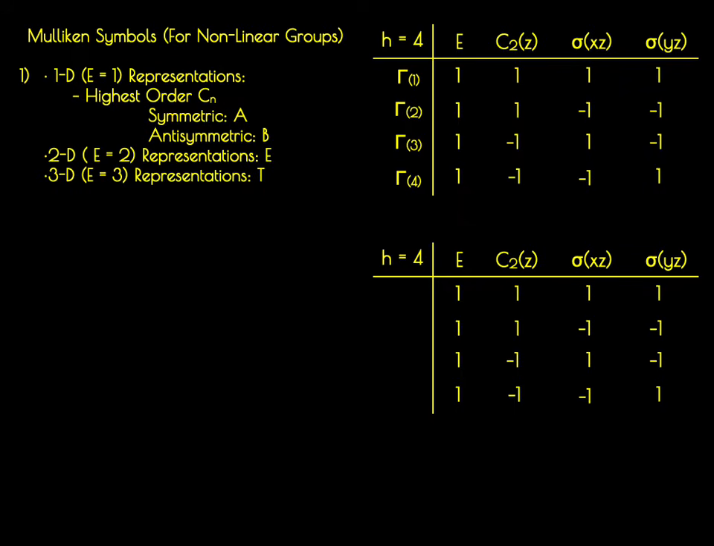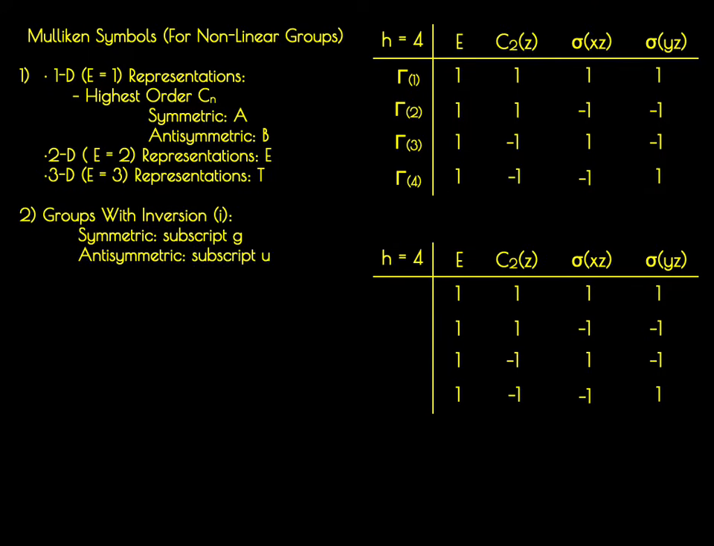If that E happens to correspond to a two-dimensional representation, so E equals 2, then you give it a letter of an E. And if E equals 3, meaning you have a three-dimensional representation, then you give it the letter T. The next thing that you do is you look at your inversion center, if your group happens to have an inversion center. If it's symmetric with respect to that inversion center, then the representation gets a subscript of g for gerade or even. If it's anti-symmetric, then it gets a subscript of u for ungerade or uneven.